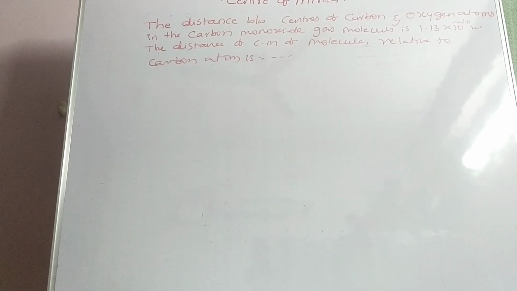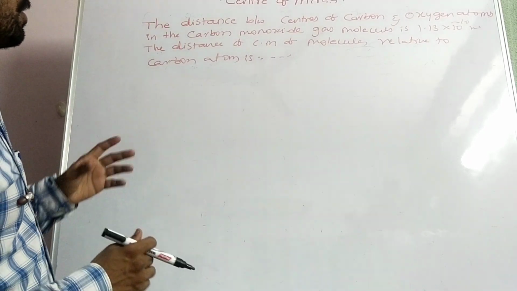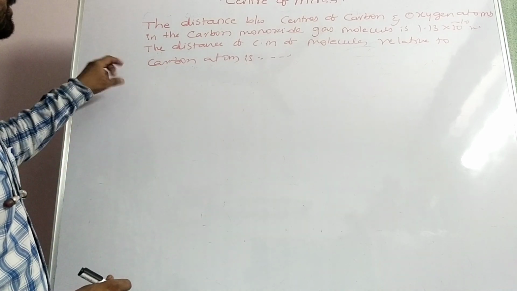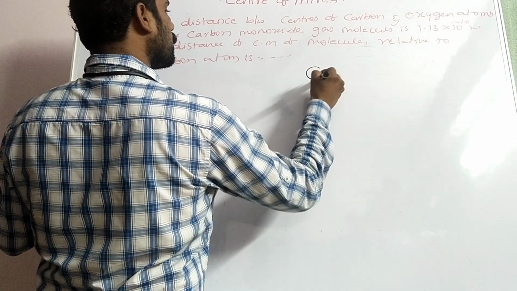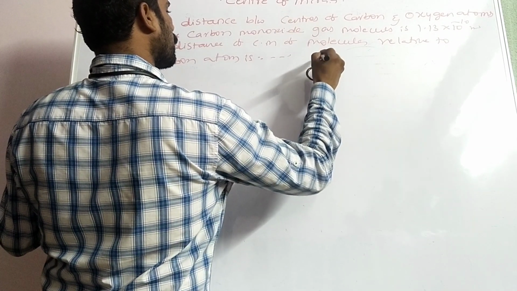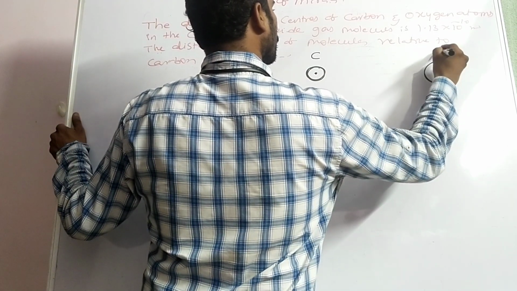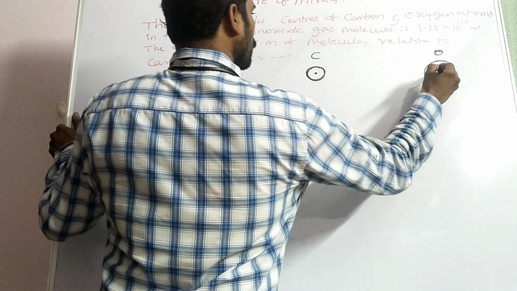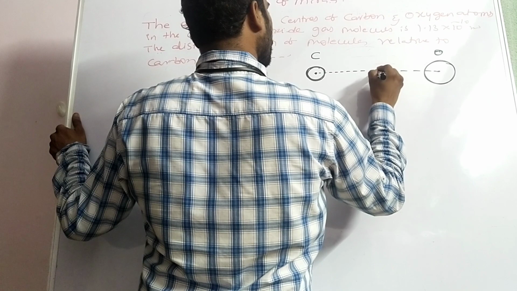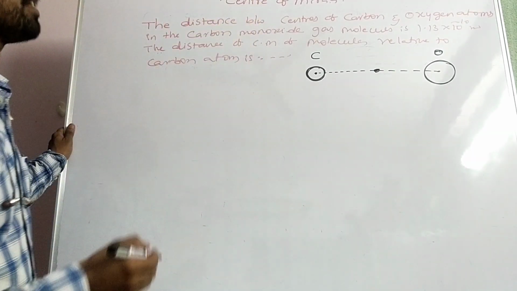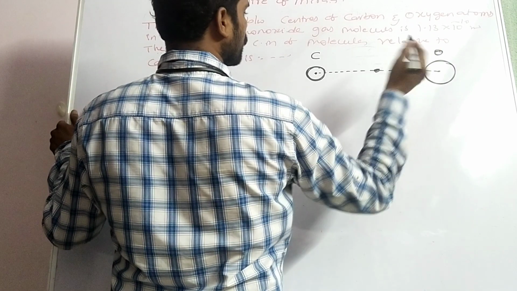The distance between the carbon and oxygen atoms in the carbon monoxide gas molecule is 1.13 into 10 power minus 10 meter. The distance of the center of mass of the molecule relative to the carbon atom is asked. See here, this is carbon, this is oxygen. This is the line joining them, of course. This is the center, but the center of mass will be located nearer to the heavier mass, of course oxygen.